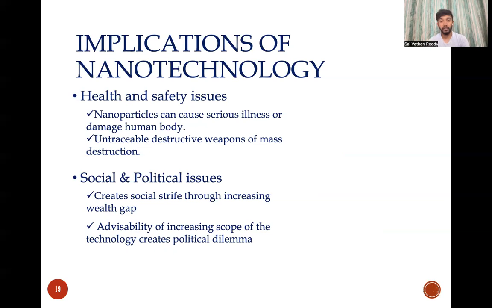And the social and political issue with nanotechnology is that it creates social strife by increasing the wealth gap. The advisability of increasing the scope of the technology creates a political dilemma.